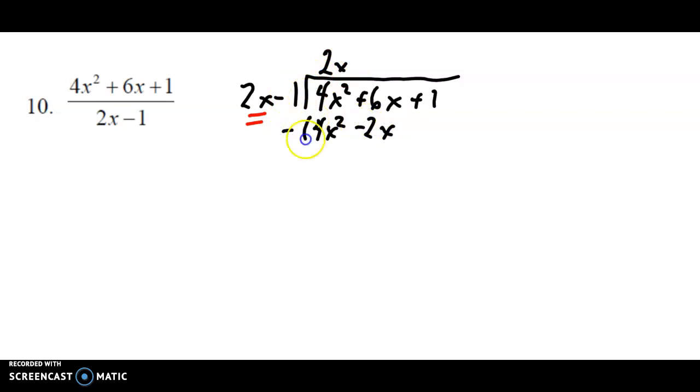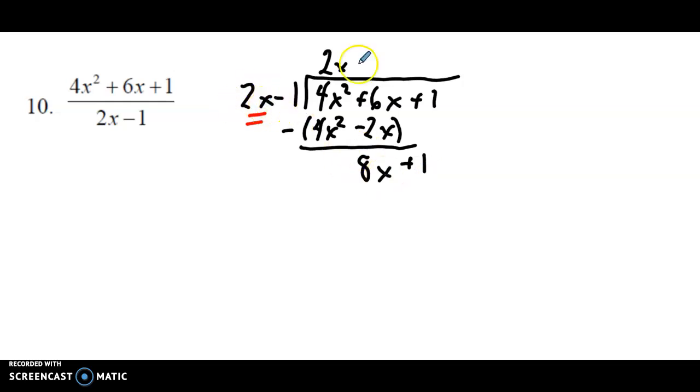And I'm going to subtract. 4x squared minus 4x squared is nothing. 6 minus negative 2 is 8x. Most times when there's a mistake made, it's right there in that subtraction because you got the double negative, so take your time when you're doing your subtraction. And I'm going to bring down the positive 1. All right, into the next term.